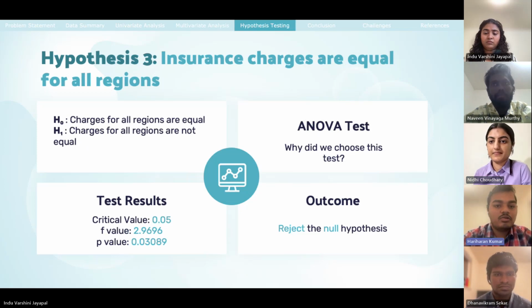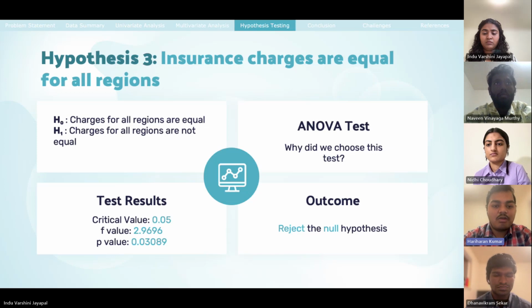Thank you, Nidhi. So moving on to hypothesis 3, we started with analyzing the insurance charges, whether they were the same across all the regions. Since we have 4 regions, Northeast, Northwest, Southeast, and Southwest, we can't use the t-test and z-test. This is because both these tests can have a maximum of 2 samples.